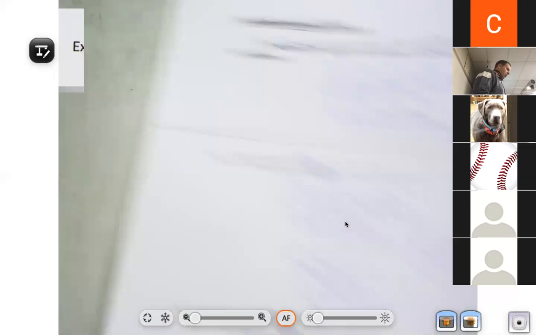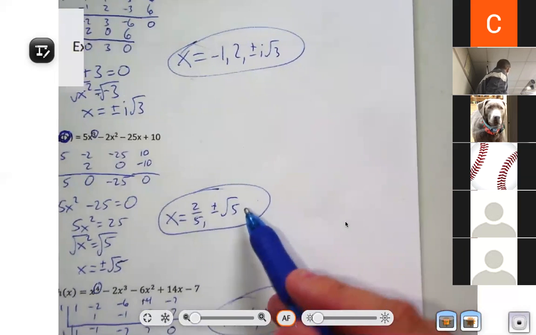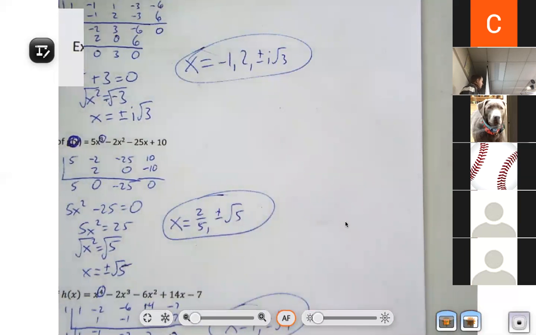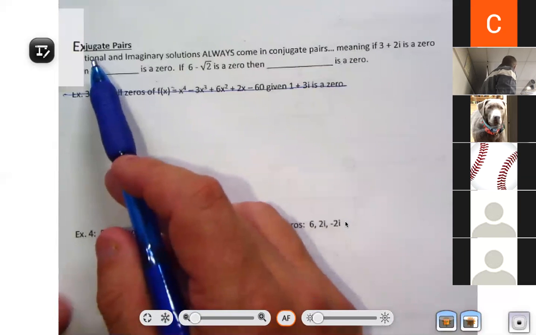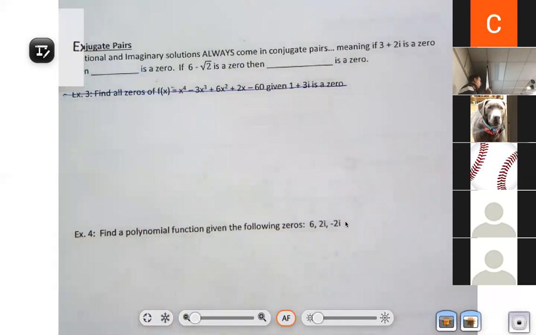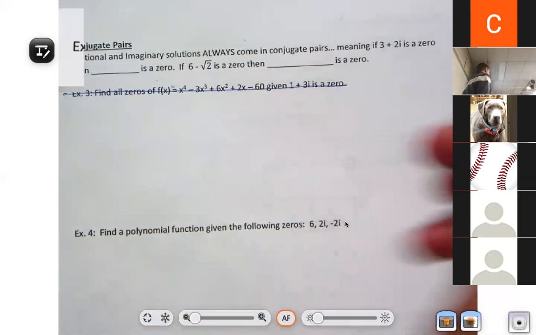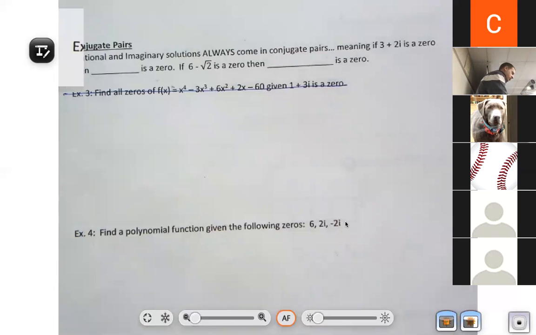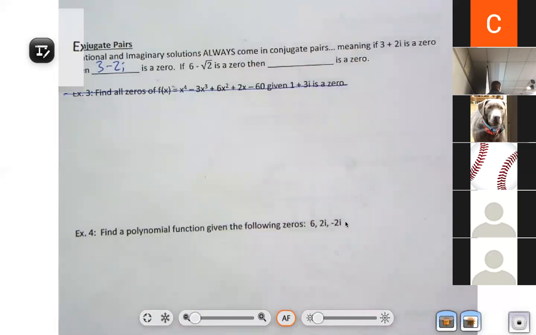I don't know if you've noticed, but all the times that we got imaginary answers, or if we got irrational answers, there was always a plus or minus with it. And that's because of this thing right here. If ever you have irrational or imaginary solutions, they will always show up as conjugate pairs together, always. What that means is if you're going to solve and you know that 3 plus 2i is a solution, then you automatically know 3 minus 2i is also a solution. They always come hand in hand. That will never not happen. That will always happen.